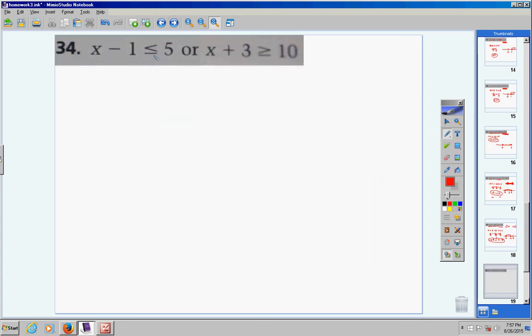Number 3 problems left. Number 34. Let's solve this disjunction. Well, we have an or here, so we solve this side first. X minus 1 less than or equal to 5. Simply bring the 1 over and make it a positive 1, and we have X is less than or equal to 6. That's easy enough. Now over here, bring the 3 over and make it a negative 3, and I'm left with X is greater than or equal to 7.